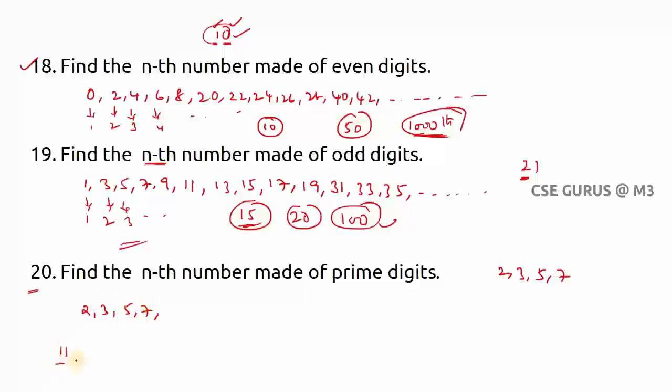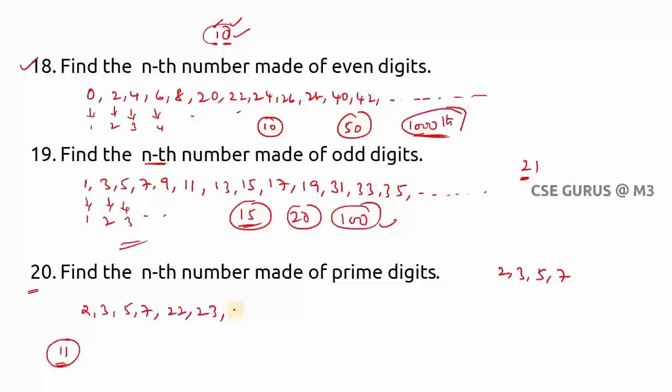After that, is it 11? No. 11 consists of 1 and 1, where 1 is not a prime digit. So 11, no. 13, no. 15, no. And remember one more point, I am not talking about whether a number is prime or not. I am talking about only prime digits. So the next number will be 22. 22 is not a prime number, but the digits are 2 and 2, and 2 is a prime digit.